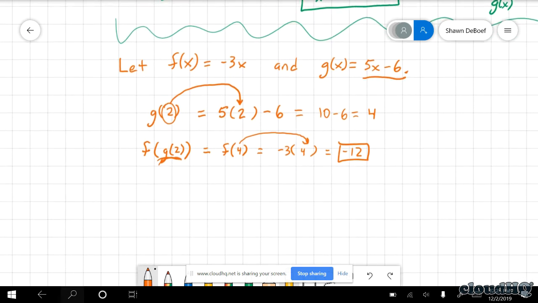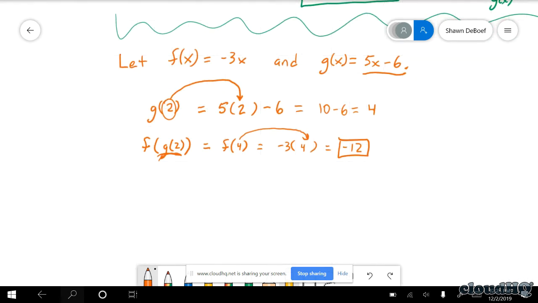Now, there is a different notation that means the same thing. I want you to be familiar with both. Our textbook uses both, so we need to identify both. That's the notation I prefer. But here's what you also might see.